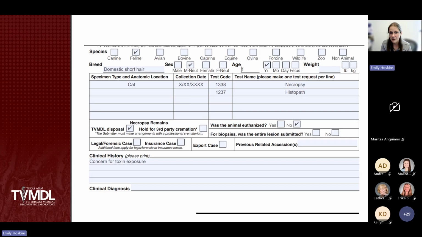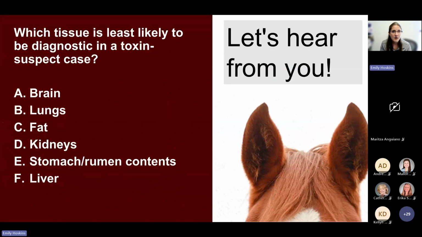So let's talk a little bit about toxin cases. When you have a case you're suspecting toxins and you're needing to submit tissues, and it's a field necropsy, which tissue is least likely to be diagnostic in a toxin suspect case? We're getting some B's. And an A, okay, awesome. Mostly B's, okay, cool. So I'm agreeing with the majority for lungs.